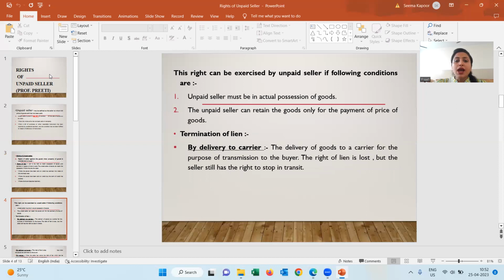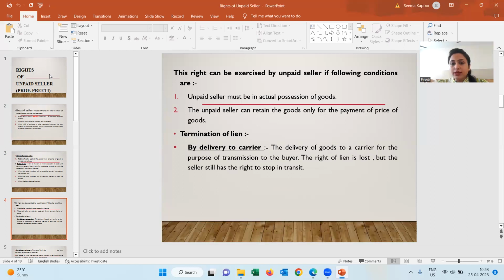Very first, the unpaid seller must be in actual possession of the goods. We are talking about the right of lien. Obviously, we can use the right of lien only when he actually has possession of the goods. If he has already lost possession, meaning he has already delivered the goods to the buyer, then he cannot use this right. Secondly, the unpaid seller can retain the goods only for the payment of the price of goods.